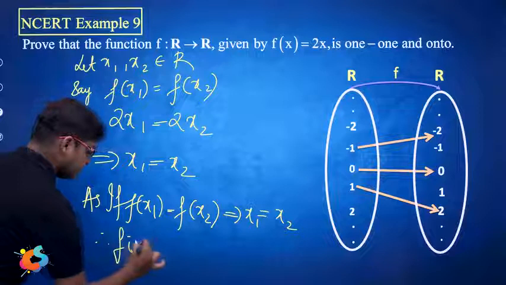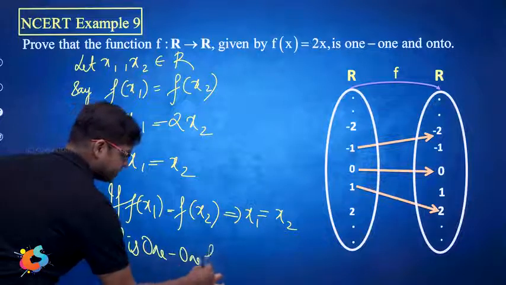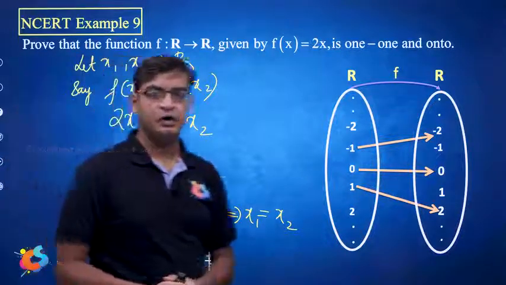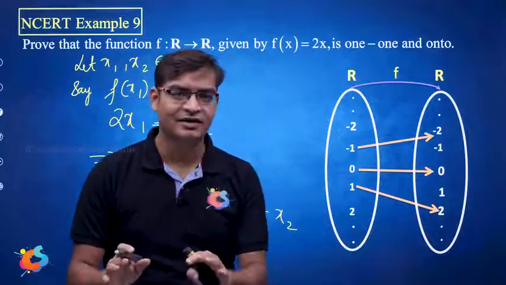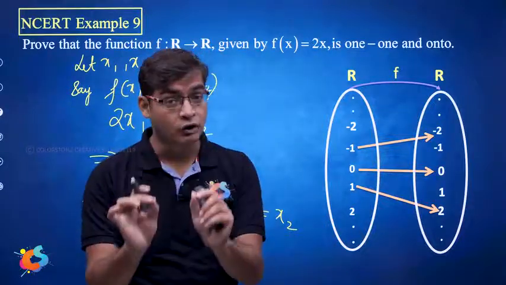Therefore, f is a 1-1 function. This is the way you have to write in boards. So we have proved that this is a 1-1 function. Now let us prove that this is an onto function.